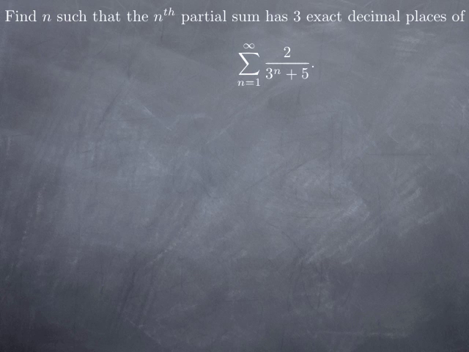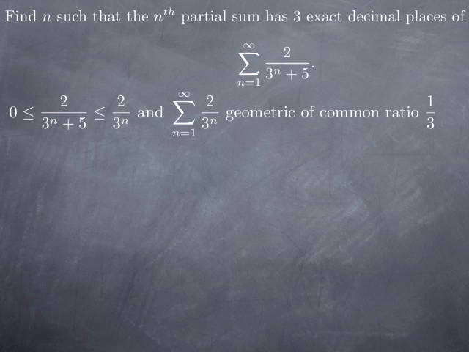So first, how do we justify that this is a convergent series? Well, we proceed by comparison because dividing by 3 to the n plus 5, I get a smaller number than if I divide only by 3 to the n. So that means that the general term of my series is between 0 and 2 over 3 to the n. And the series of 2 over 3 to the n is a geometric series of common ratio 1/3. It's 2 multiplied by 1/3 to the n. So this is a convergent geometric series because the common ratio is in absolute value less than 1.